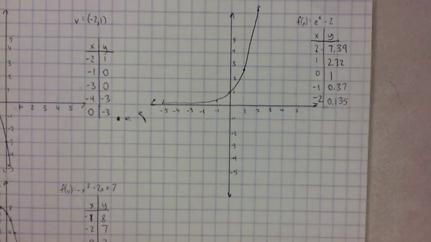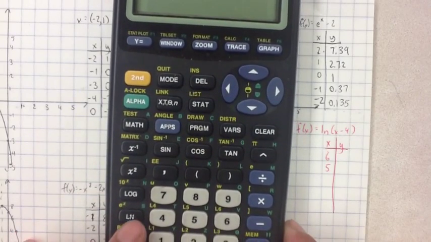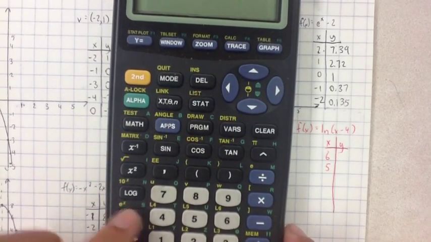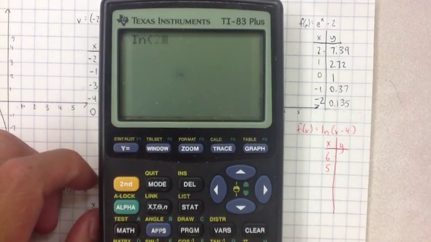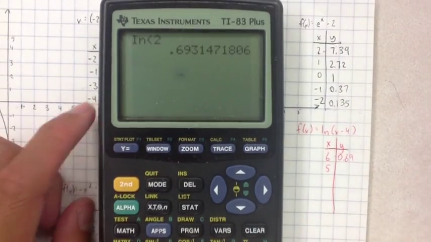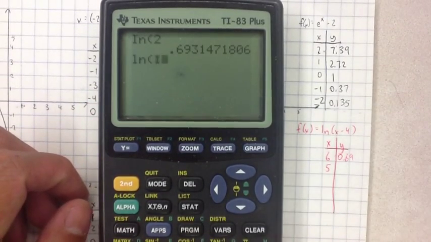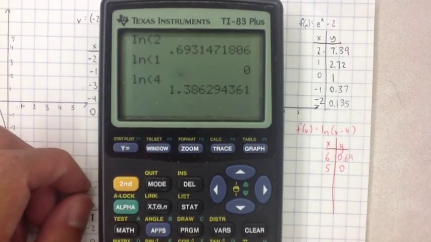Let's see what it looks like with the natural log. With the natural log, I'm going to do the same thing, except I don't need to press shift this time. It's just this button right here. This is going to be ln, and I'm going to plug in 6 first. 6 minus 4 is 2, so just ln 2. That equals 0.69. We'll do the same for 5. ln of 1 is going to be 0. And look what happens when I plug in ln of 4.